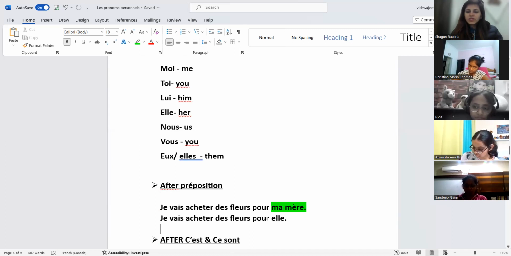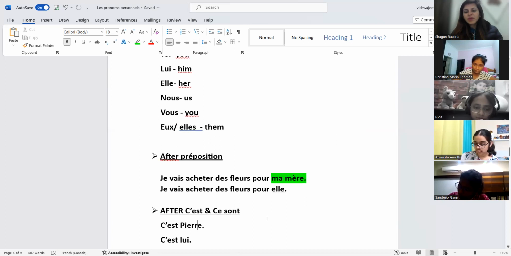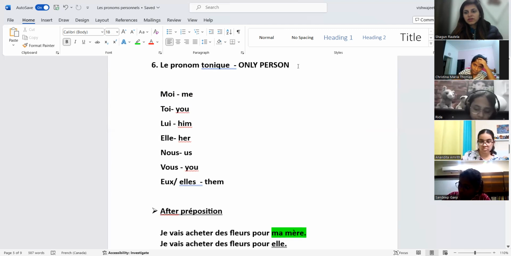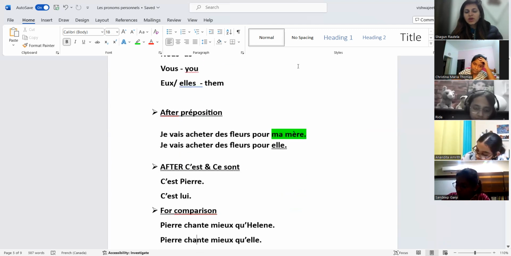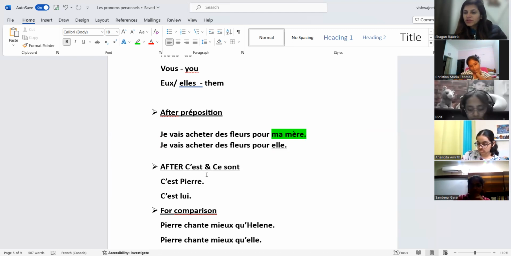The next scenario is very important and very common also for pronoms personnels questions. It's used with c'est and ce sont. Whenever c'est and ce sont are followed by a person, please remember the pronom tonique is only for persons. I've highlighted it, only person. So when c'est and ce sont are followed by a person, we're going to use the pronom tonique. C'est Pierre, c'est Louis. Different usages we have. So the preposition usage is important and common. C'est and ce sont is also common.